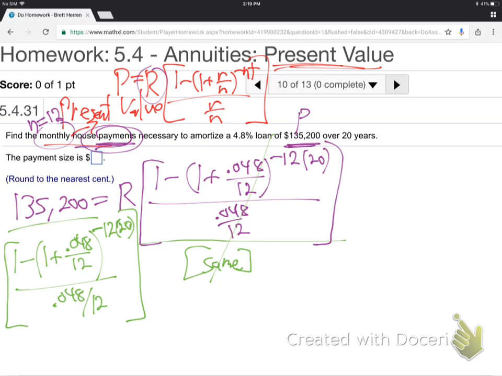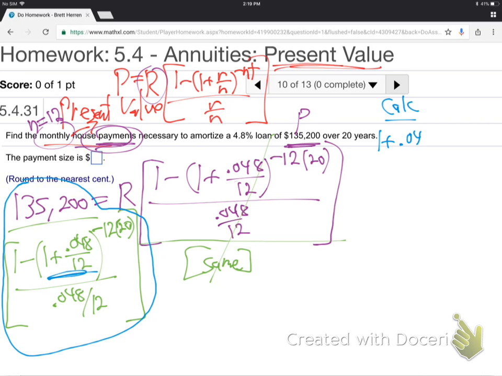Good there. And then on your calculator, can you write down the steps to figure out all of that? So start it here in the middle. 1 plus 0.048 divided by 12. Enter. To the power, parenthesis, negative 12 times 20. And remember, more than one thing in the power zone, more than one thing in the denominator, you've got to parenthesize both those things to tell the calculator they're both together in that zone.